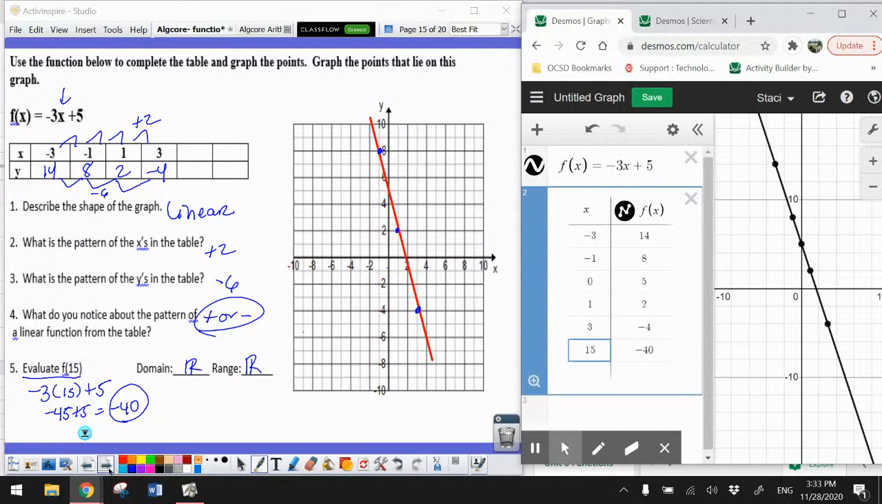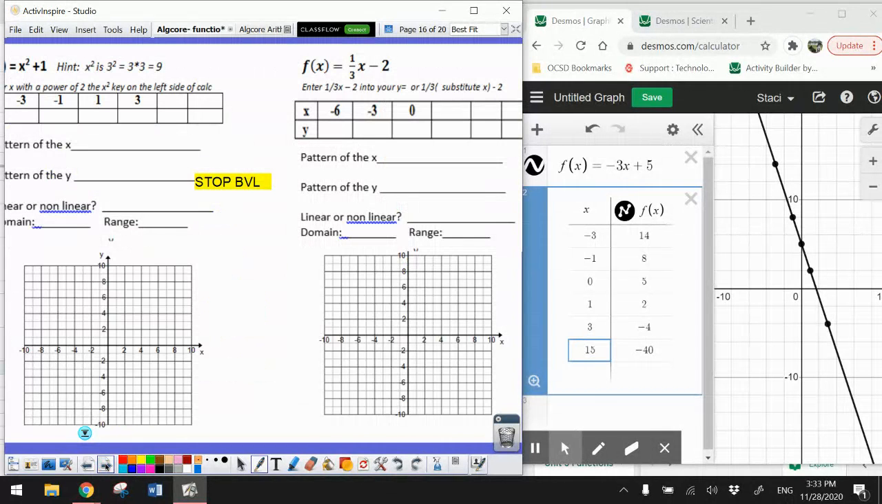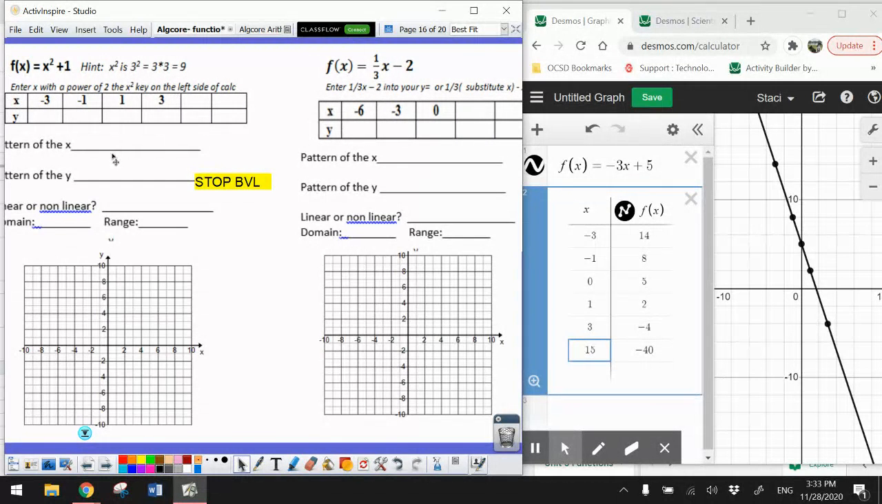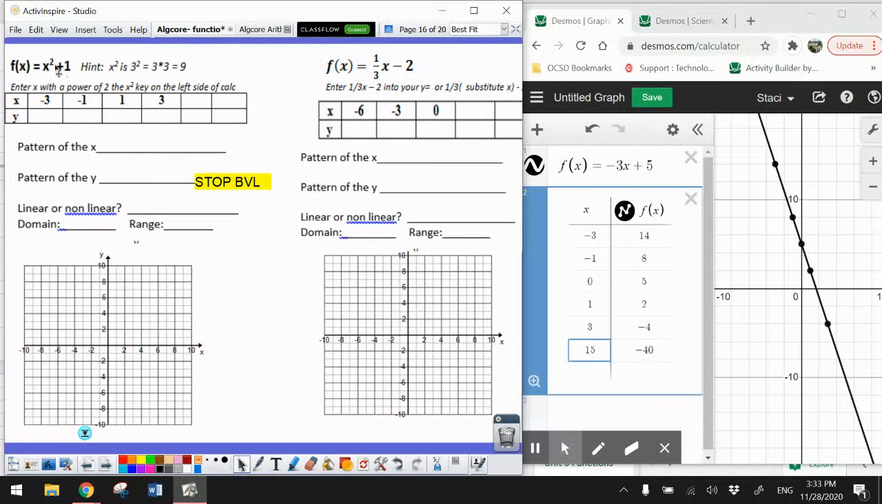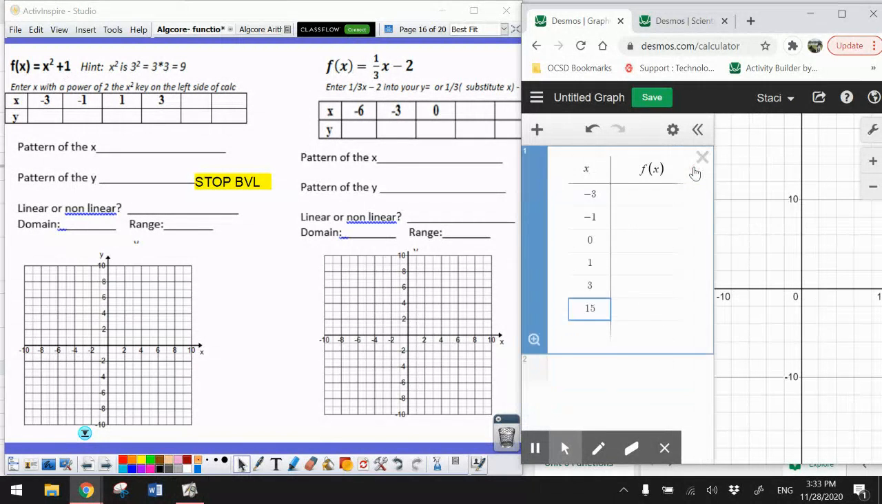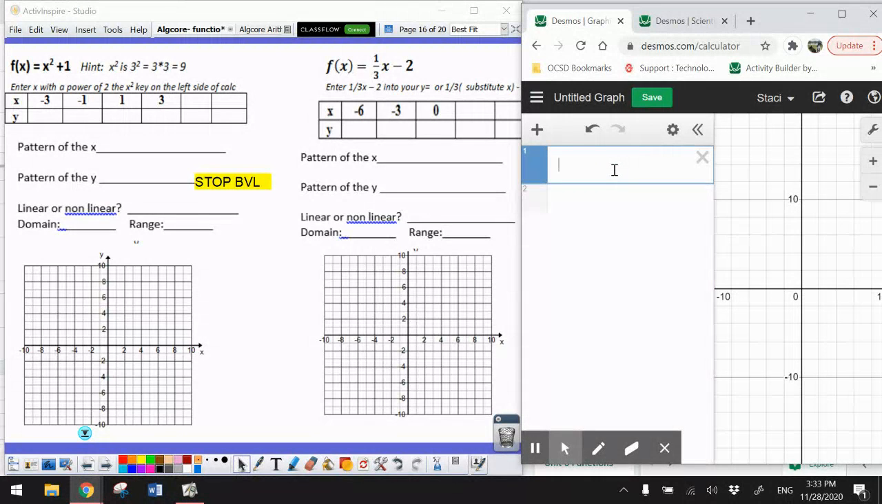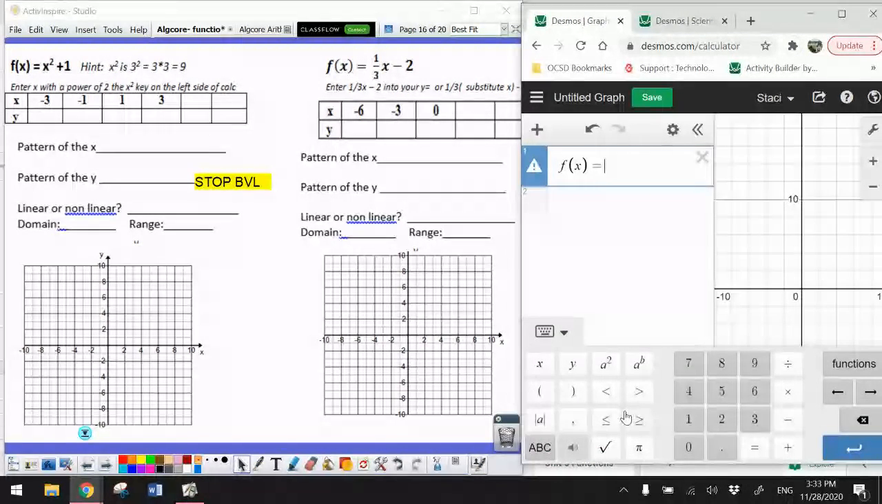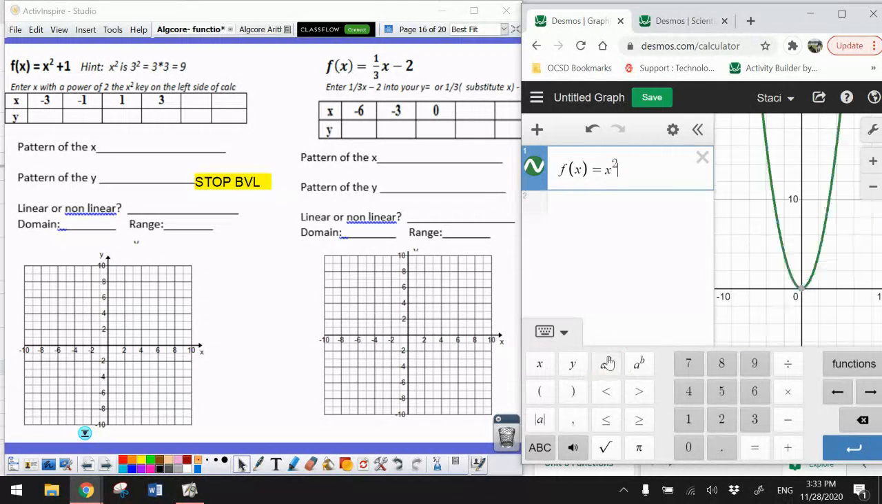Okay, let's do one more together, and then I'm going to cut you loose to work on this on your own. Okay? So we're going to start with this one on the right, where we have x squared plus 1. So let's go ahead and get rid of these. We're going to type in f of x equals, and remember, if we need x squared, we can use the x, and there's my squared, and look how it already curved. And I need to add 1, so plus 1.